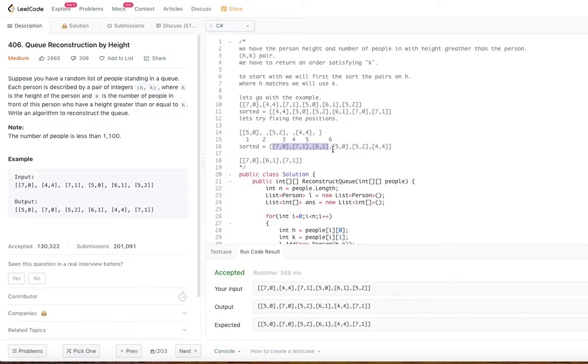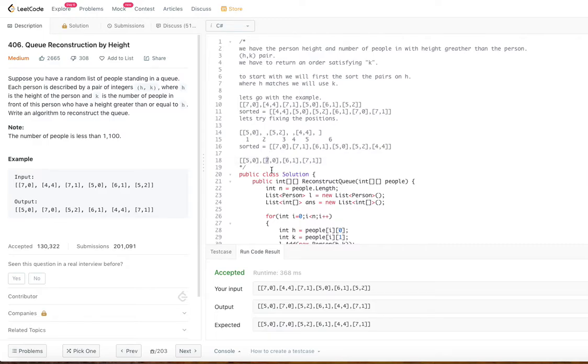Next, go with 5 0. What he is saying is, okay, I am 5, there should be 0 people before me whose height is greater than or equal to 5. That means what is the position of this guy? He should go first, right? Now it says, okay, I am 5 feet, and there should be 0 people in front of me. Yes, so 0 people in front of him.